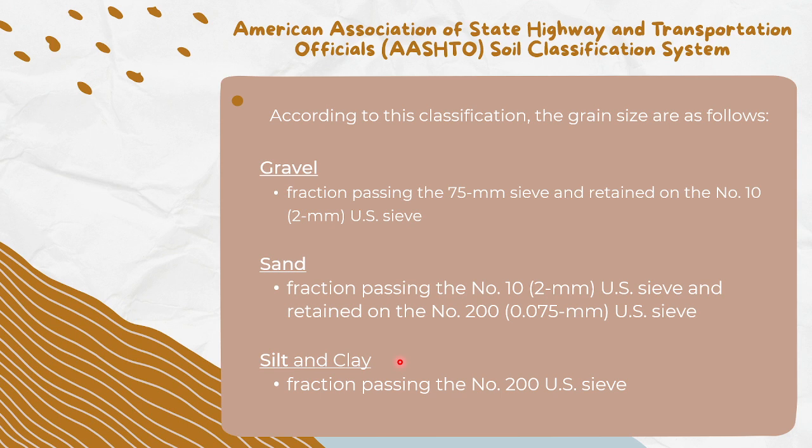So, according to this classification, the gravel fraction is the fraction passing the 75 mm sieve and is retained on the number 10 sieve. So, greater than the 75 mm sieve is considered as cobbles and boulders. And the sand fraction is the fraction passing the number 10 sieve and is retained on the number 200 sieve. And anything finer than the number 200 sieve is considered as silt and clay.